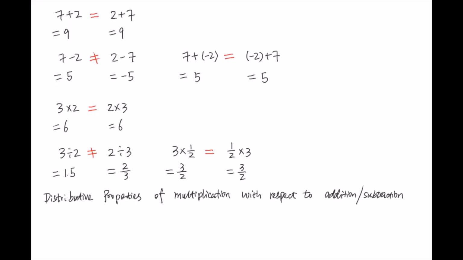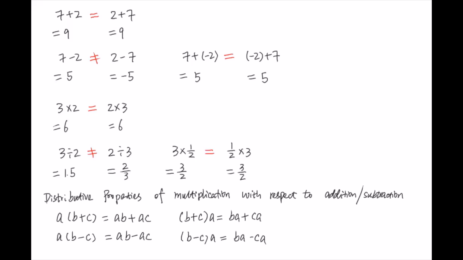So now let's see the distributive properties of multiplication with respect to addition or subtraction. For all real numbers A, B, and C, we have these equations. This property is used to eliminate brackets in an expression. So now let's see several examples.